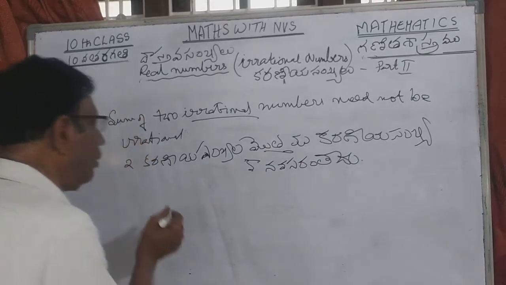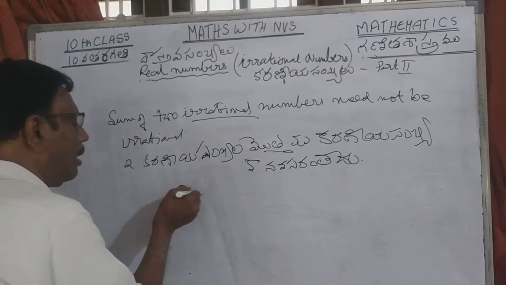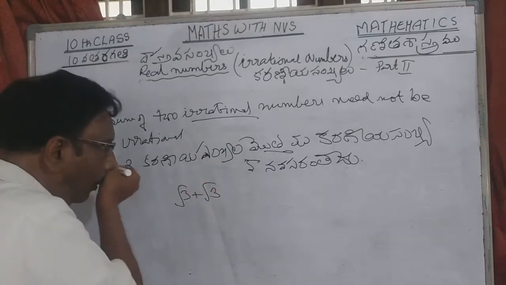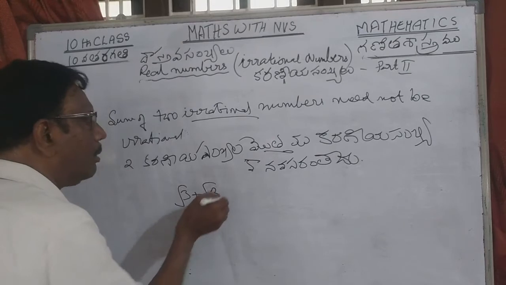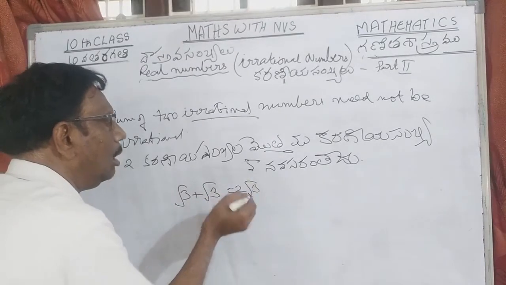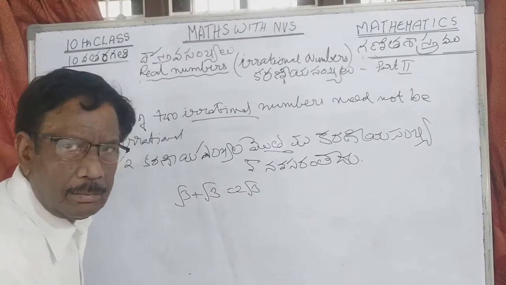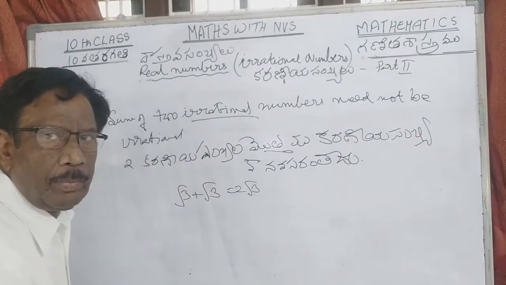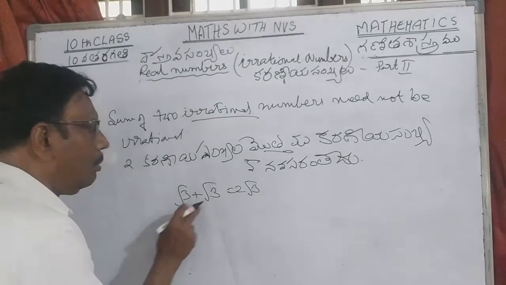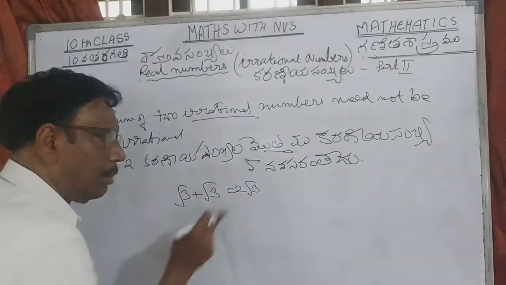ఇప్పుడు చూడండి, √3 ప్లస్ √3 అవుతుంది, 2√3 అవుతుంది. ఇది కరణీయ సంఖ్య, it is irrational only. Both are irrational. So the sum is also irrational.